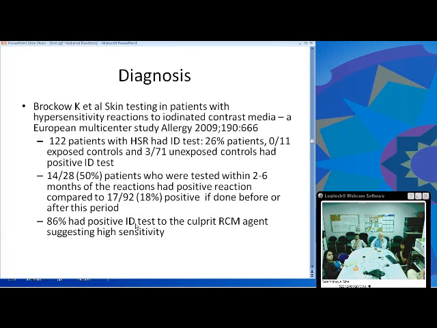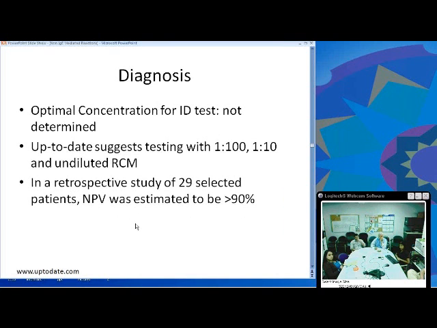86% of these patients had a positive ID test to the specific radiocontrast media that they had received, suggesting that at least it is sensitive. So the intradermal test was found to be a little more sensitive. But the optimal concentration for the intradermal test is not yet determined, and UpToDate actually suggests testing with 1:100 or 1:10 and then undiluted radiocontrast media. However, with undiluted, there could be a chance of false positive testing. There was another study that was mentioned with just 29 patients, but the negative predictive value was considered to be more than 90%.